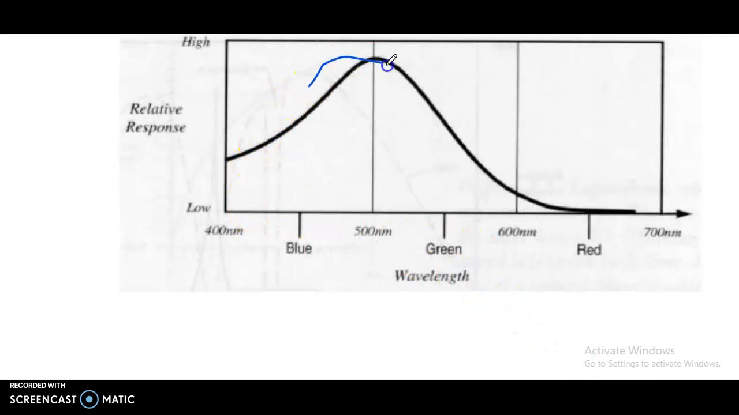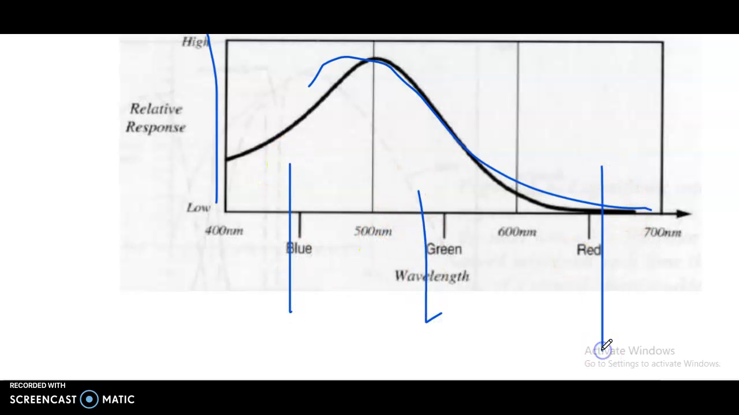Wavelength versus relative response, low to high. The range is 400 nanometers to 700 nanometers. Here blue, here green, here red. Red is 600 to 700 nanometers. Green is 500 to 600 nanometers. Blue is 400 to 500 nanometers.